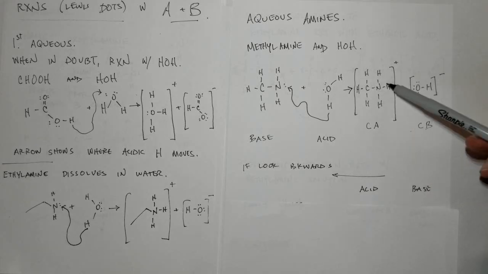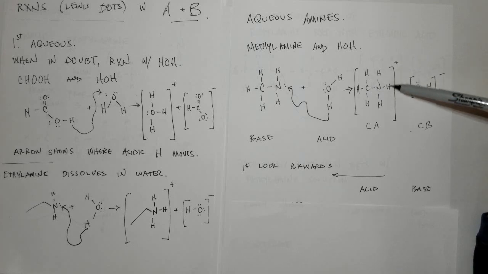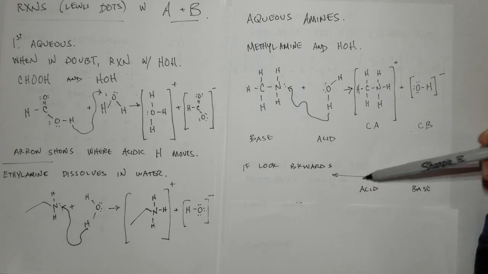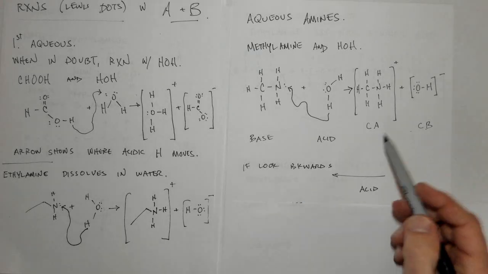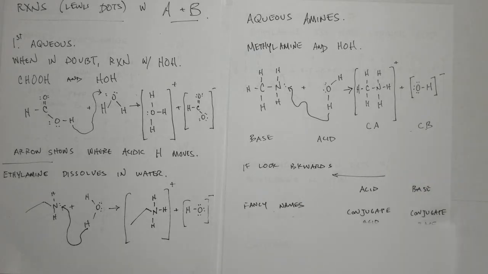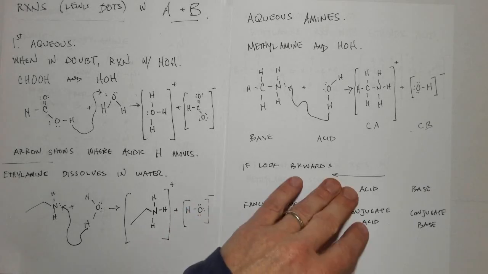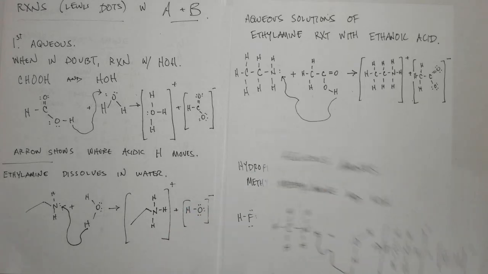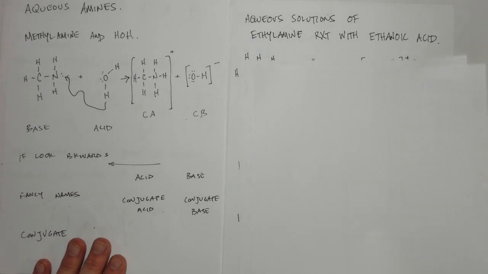And if you look from here over to here, you can see that the species containing carbon and nitrogen loses one hydrogen. And so it's called the acid because it's a donor of hydrogens, but in the backward direction, so they call it the conjugate acid. Fancy names: conjugate acid, conjugate base. The word conjugate is just a fancy way of saying the backwards or the opposite direction, or what's left over after the acid-base reaction has taken place.